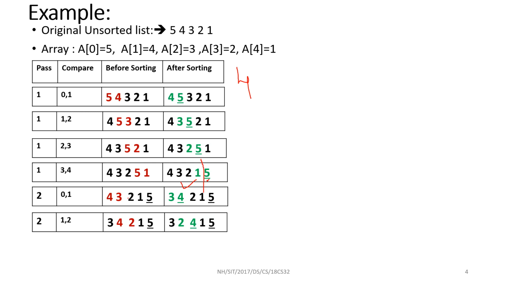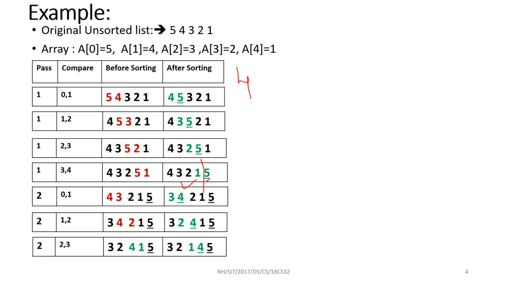In the next comparison, 4 and 1 are compared. 4 is bigger than 1, so 4 will be shifted to the right side, 1 to the left side. Now you can see the sorted part has 2 elements, the unsorted part has 3 elements. Now we have to consider this part. Now we have completed 2 passes.